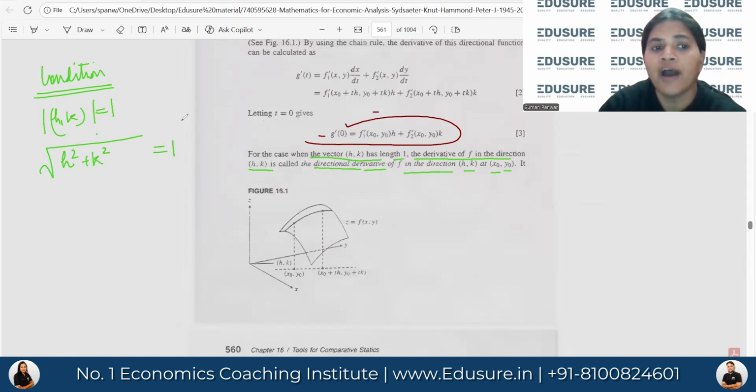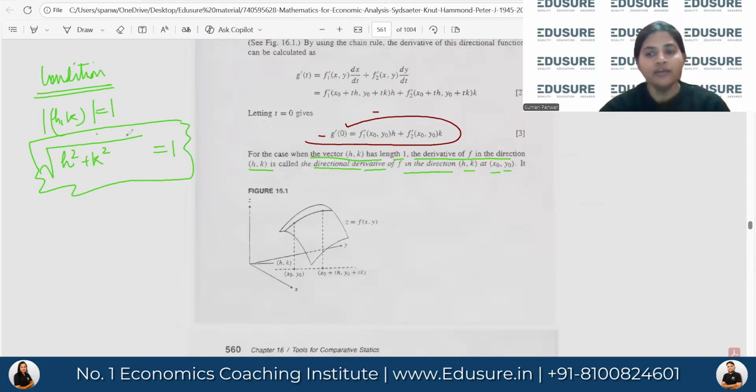Okay, and now why are they taking the length to be unity? They are taking the length to be unity to avoid replication. We might have a lot of parallel vectors in the same direction with different magnitudes. So what is the directional derivative? If you want to talk about the directional derivative in the direction hk, the vector hk should always have magnitude 1, and you have to fix a particular point x naught y naught.